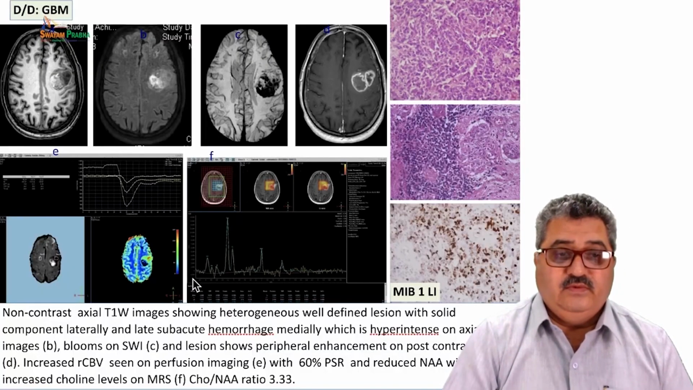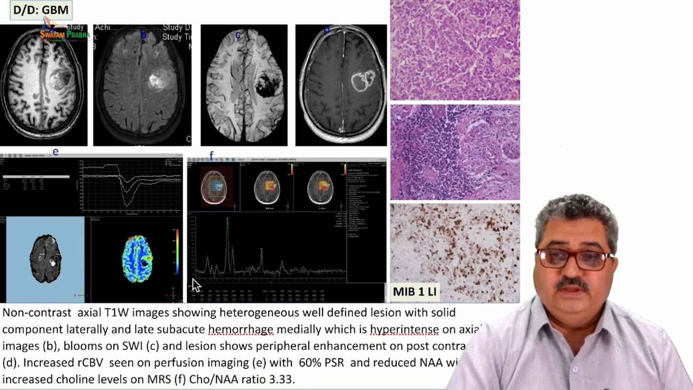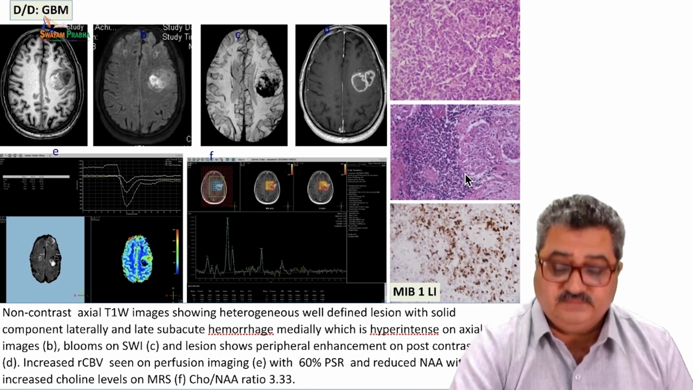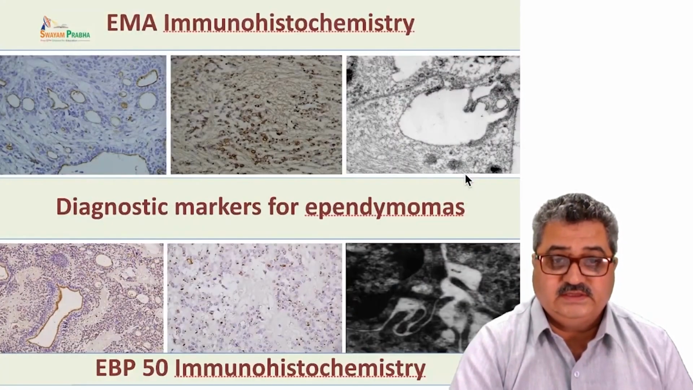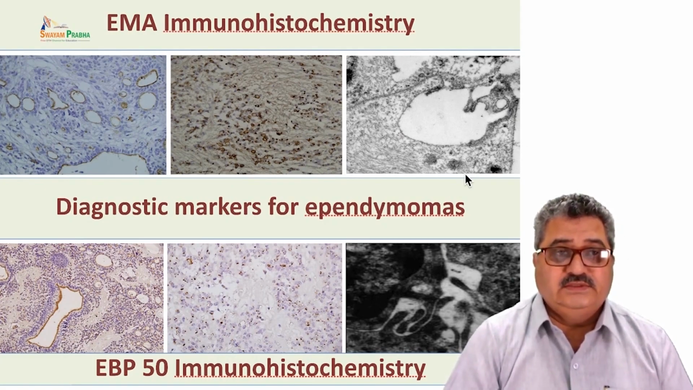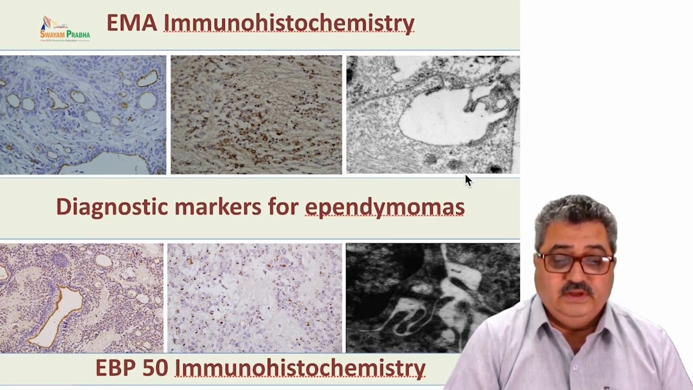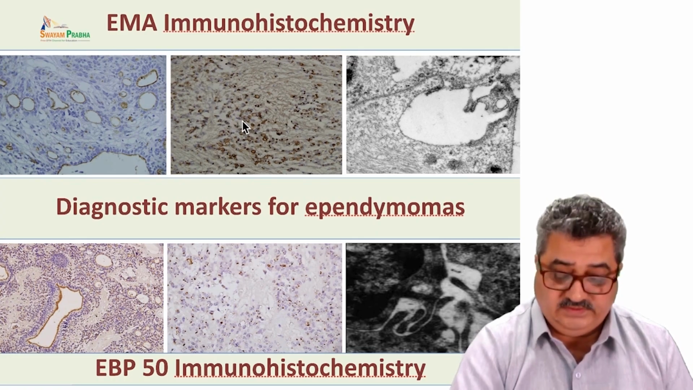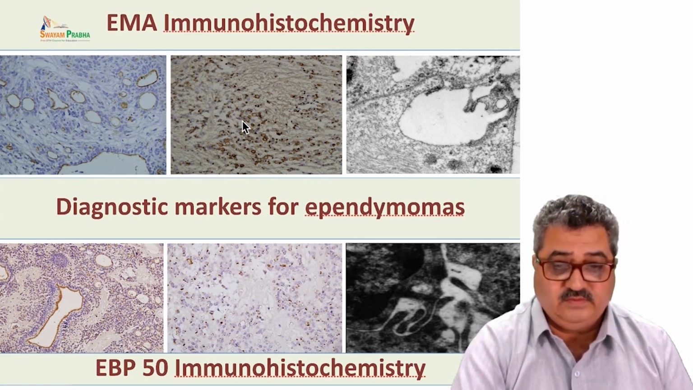The grade 3 ependymomas mimic glioblastoma both radiologically as well as morphologically. They are very cellular. They may show endothelial blood vessel proliferation, and the MIB labeling index is very high as compared to grade 1 and grade 2. Now, one of the best markers for diagnosis on immunohistochemistry is EMA, and the other is EBP50 immunopositivity. Ependymomas show ring-like or dot-like positivity, which is very characteristic.